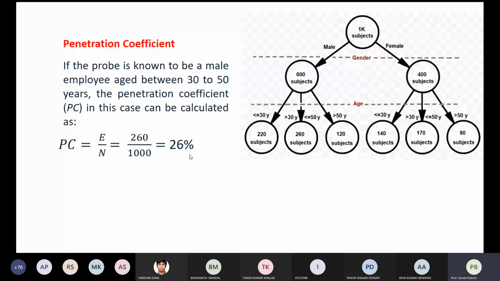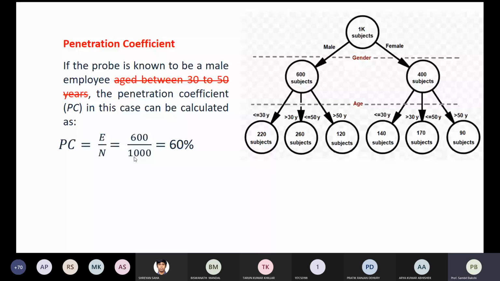So this is 26%. Now if I remove the age information and you only know that the person is male, then you are searching 600 persons out of 1,000. Your penetration coefficient is 60%.